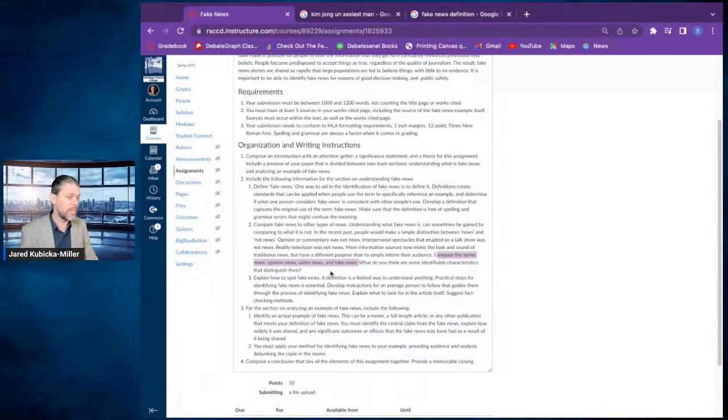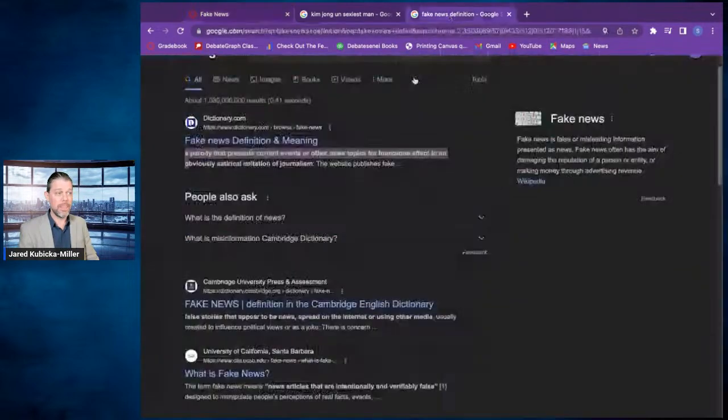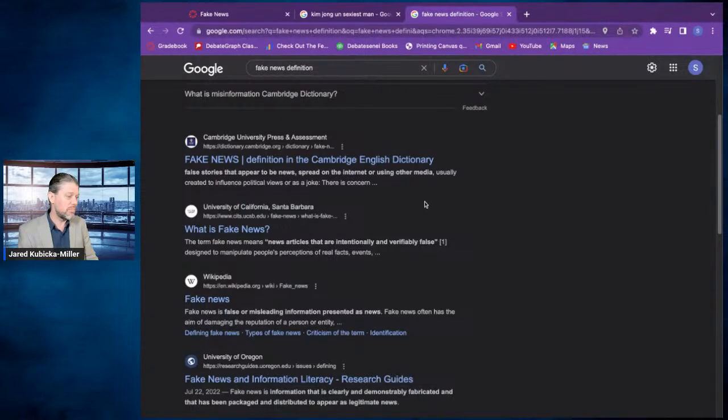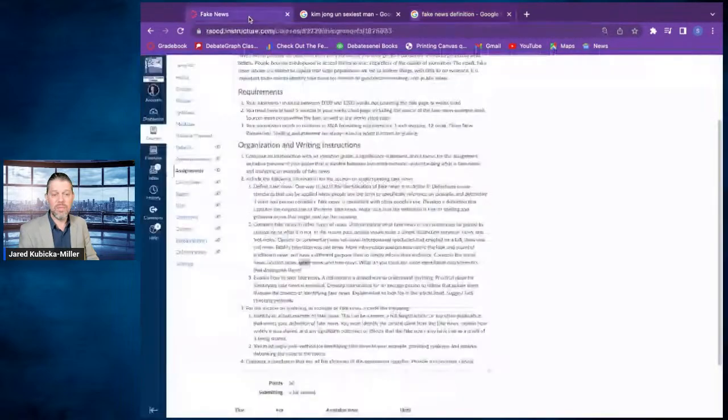Okay. So compare them, and that's just a comparison. Like, so in particular, does your definition of fake news include satire news, or is satire news not fake news? According to dictionary.com, it is, but not so much according to UC Santa Barbara. Okay. So that's what the second part is.